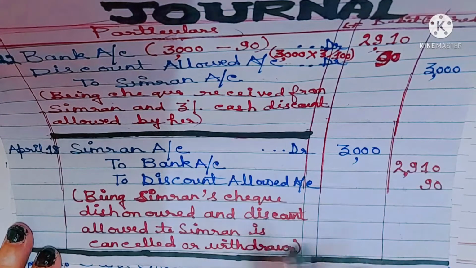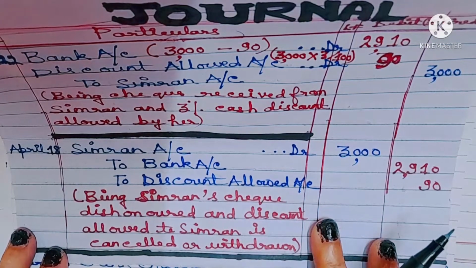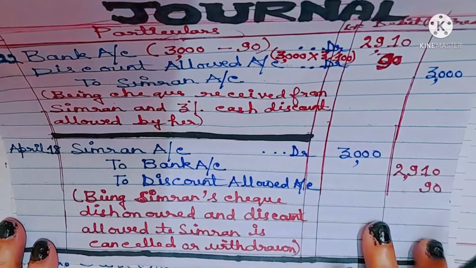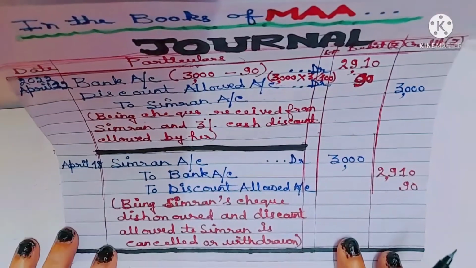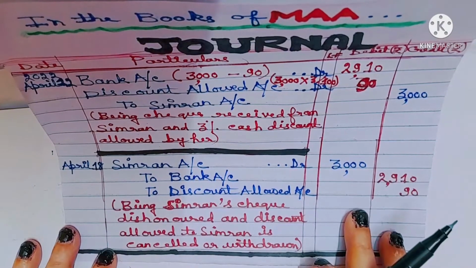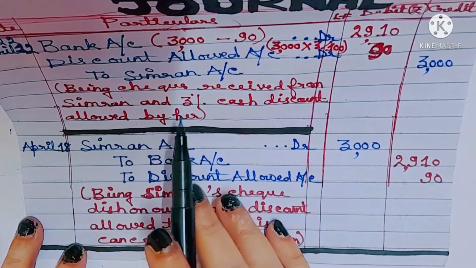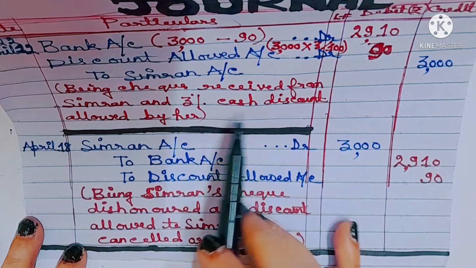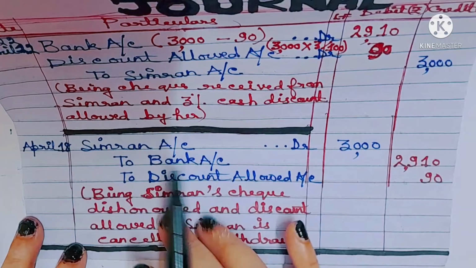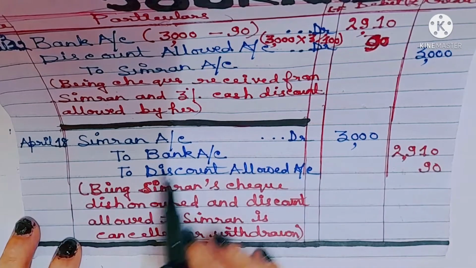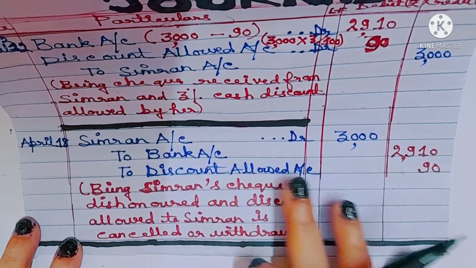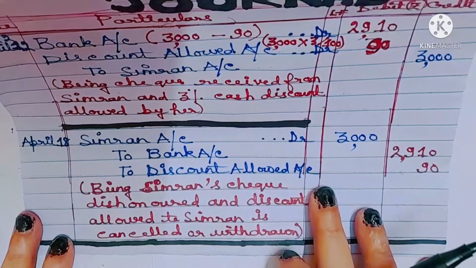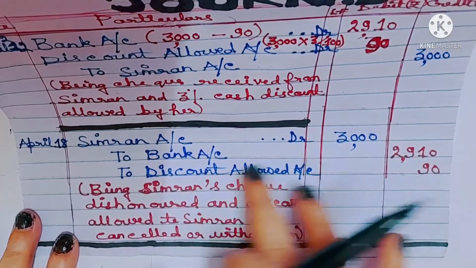And this journal entry we cannot write in the cash book. Okay? We'll have to write in the books of journal. This journal entry will be written in the books of journal or journal proper. This is the journal entry when check was received from Simran and 3% cash discount was allowed to her by Ma. And the second journal entry is when Simran's check dishonored and discount allowed was cancelled or withdrawn by Ma. Understood? And you have to write a note also for discount allowed cancel korbar jonno.